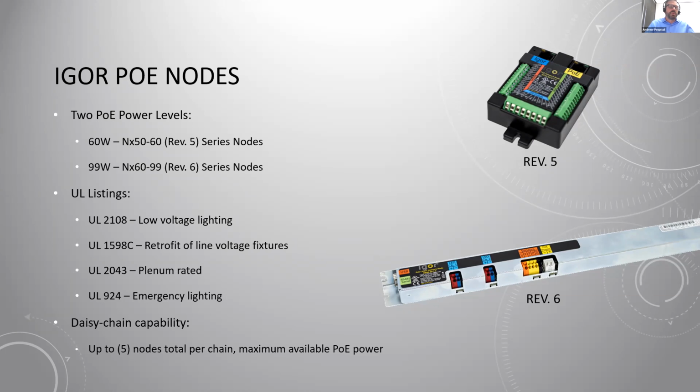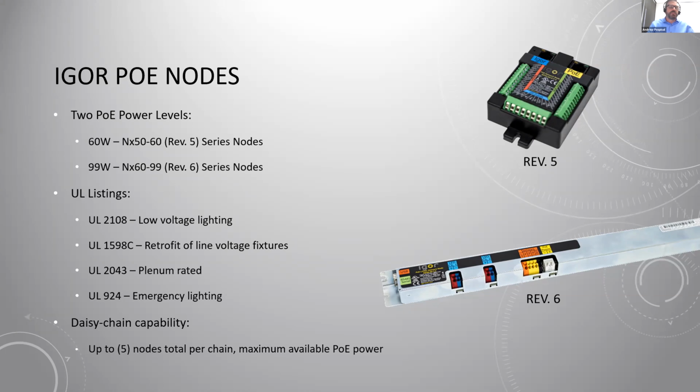Then, of course, UL 924 is the emergency lighting standard, and right now that is based upon a centralized power backup emergency lighting solution: generator, inverter, or UPS providing that centralized backup power to the PoE PSE, which is then powering the nodes. And then, of course, we have our Igor daisy chain capability, which we'll cover a little bit later on.